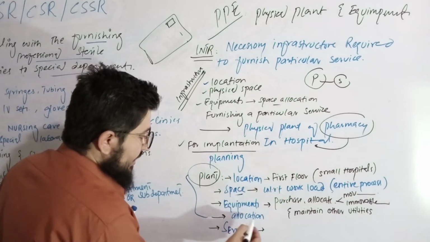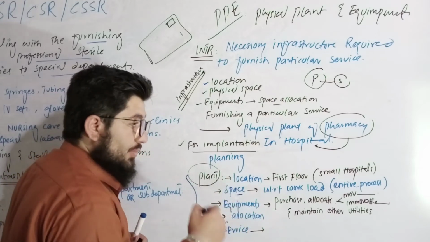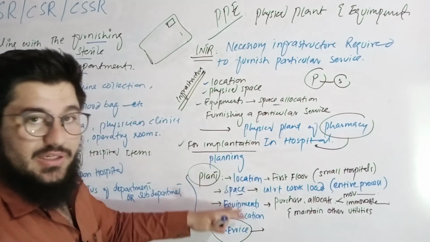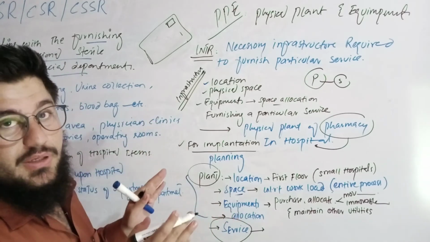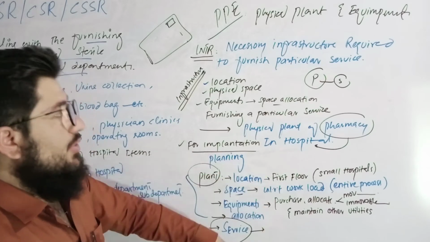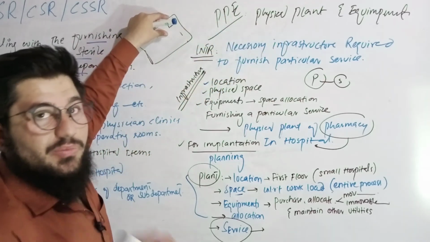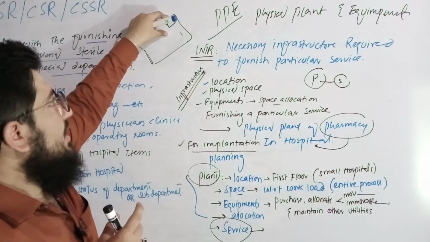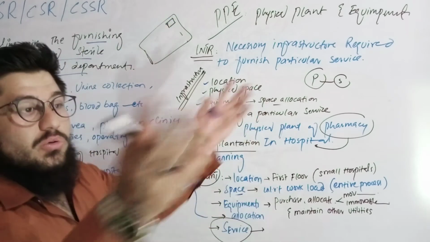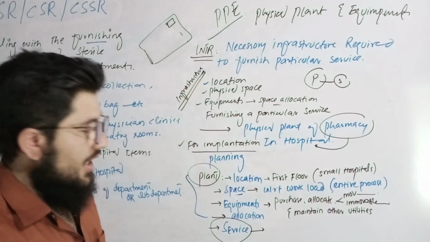After that, when everything is done, location, space, equipment purchasing, equipment allocation, at the end, we'll be having a service. So when all these things are done, we can say the plant is completed. Now when the plant is completed, if it is providing us a service, this is called physical plant and equipment. Physical plant is constructed, equipment is placed, and through this equipment, this plant will be providing a service to the nation, to others. So now this is called physical plant and equipment.